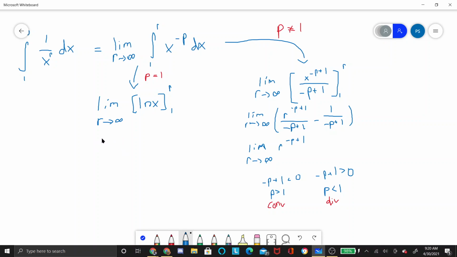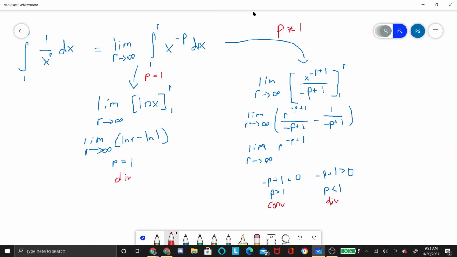Well, this will just turn into the limit as r approaches infinity of ln r minus ln 1. So again, as before, all we care about is this r infinity, and ln infinity, there's no scenario where that will not be infinity. This will always be infinity, this will always diverge. So when p is equal to 1, it's divergent.